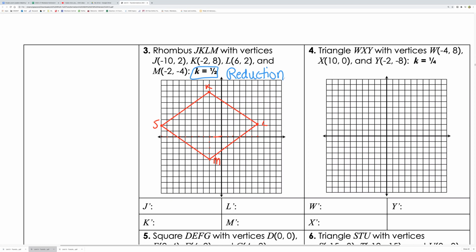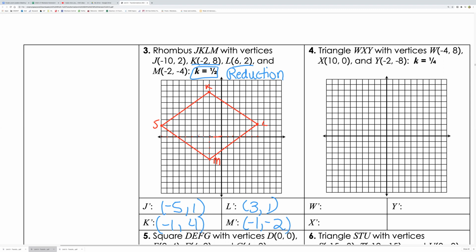So negative 10 times 1/2 is going to be negative 5. 2 times 1/2 is going to be 1. L prime is 6 and 2, so 6 times 1/2 is going to be 3. 2 times 1/2 is going to be 1. K prime is negative 2 times 1/2, which would be negative 1. 8 times 1/2, which is 4. And then the last one is negative 2 times 1/2, which would be negative 1, and negative 4 times 1/2, which is negative 2. I'm going to graph those.